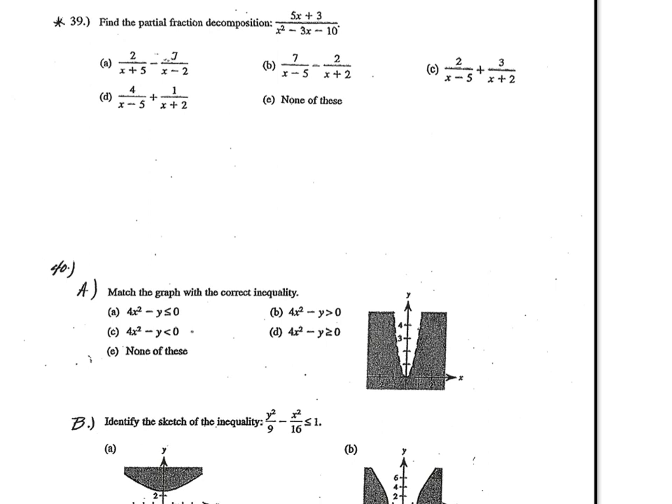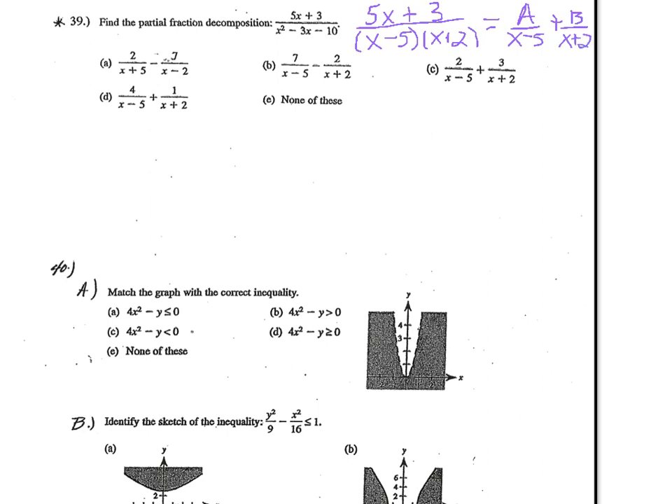For number 39, we need to do the partial fraction decomposition of (5x + 3) over (x squared minus 3x minus 10). So the first thing we want to do is factor the denominator. So we have (5x + 3) over (x minus 5)(x plus 2). So when we break up our fraction, we have A over (x minus 5) and B over (x plus 2).